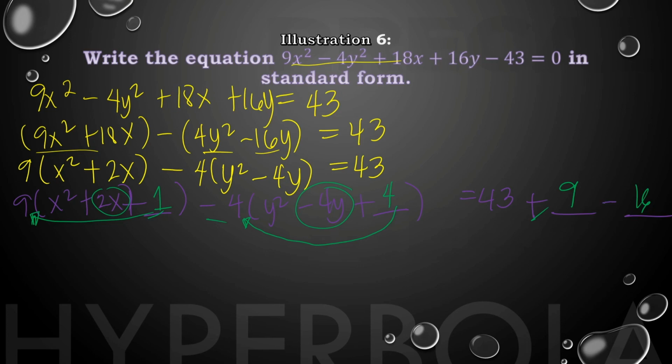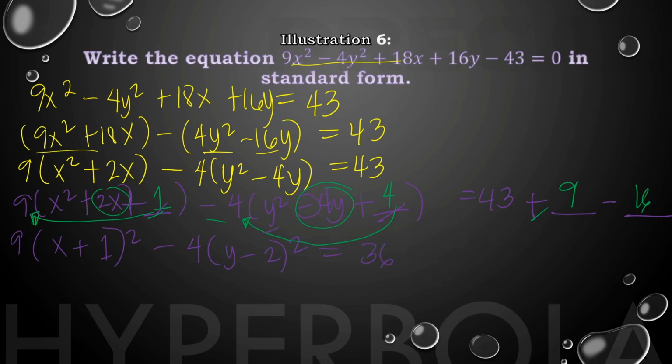Factor lang natin yung mga perfect square trinomial. So, 9 times yung square root ng x squared is x. Square root ng 1 is 1. Then, follow the sign of the middle term, squared. So, minus 4. And then, yung square root ng y squared is y. Then, square root of 4 is 2. Then, follow the sign of the middle term, which is negative, then squared, is equal to 43 plus 9 minus 16 is 36.